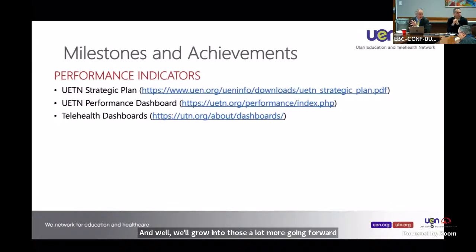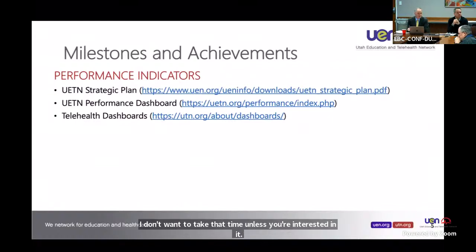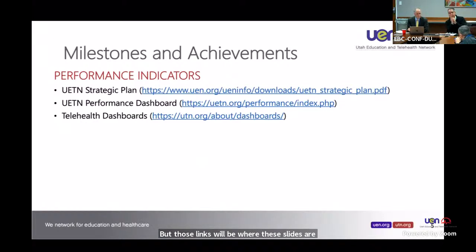And then just real quickly, I didn't want to go through unless you want me to. We do have some dashboards as well as the strategic plan to look at. That's where we give some updates on our metrics, which we have as part of the current strategic plan. There's additionally, you can go deep dive into what Matt has on the telehealth side. He has some really good data that's a little more granular than our performance indicators. But I don't want to take that time unless you're interested in it, but those links will be where these slides are posted. Yeah, that was going to be my question. Unless there's a board member that would like to ask us to dive into these, let's make sure at least the URL links are available to the board.